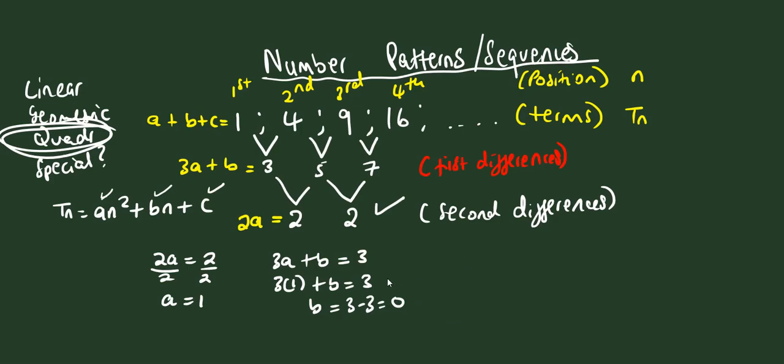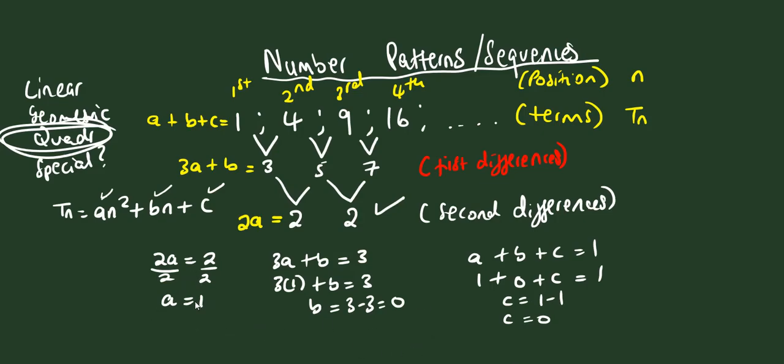Alright? Then you're gonna say a plus b plus c is equals to 1. You write it like it is. A plus b plus c is equals to 1. Remember, your a is 1, your b is 0, and then your c, you don't know it. 1 plus 0 is 1, and then c is equals to 1 minus 1, therefore your c is equals to 0.